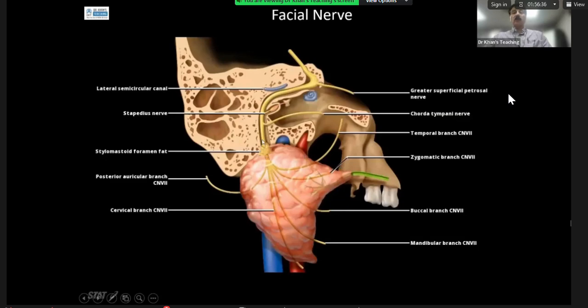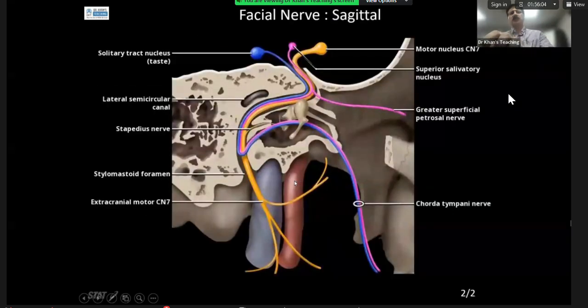Now, this is chorda tympani, and so various functions of the facial nerve include lacrimation, which is controlled from here, sound dampening, which is controlled from here, anterior two-thirds of the taste, and then there is what we call muscles of facial expressions, which are controlled from the distalmost branches.